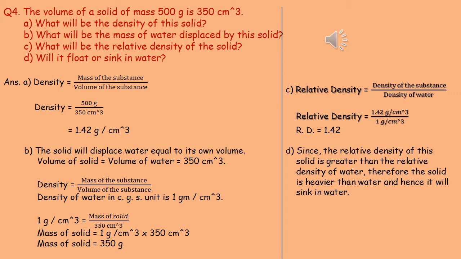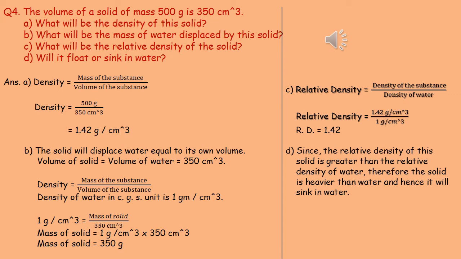Part C, they are asking for relative density. The formula is density of substance by density of water. Density of substance we already found in part A, 1.42 gram per centimeter cube, and density of water is 1 gram per centimeter cube. So we are getting relative density is equal to 1.42.